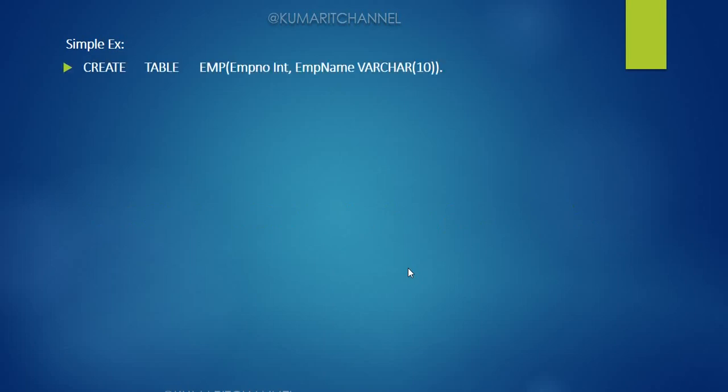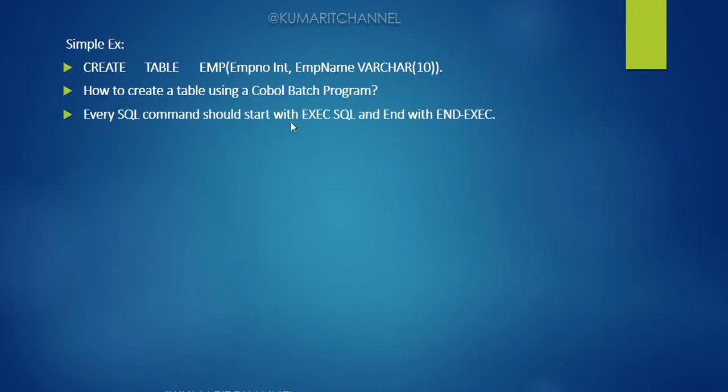So what we'll do is we'll try to create a simple table. In a table we have employee number and an employee name. Employee number is of integer type and employee name is of varchar. What is varchar? Varchar can hold characters and numbers as well. Okay, that's cool. So how to create a table using a Cobol batch program? We'll see how to create a table using a Cobol batch program.